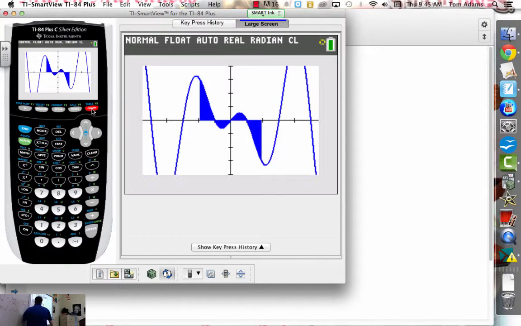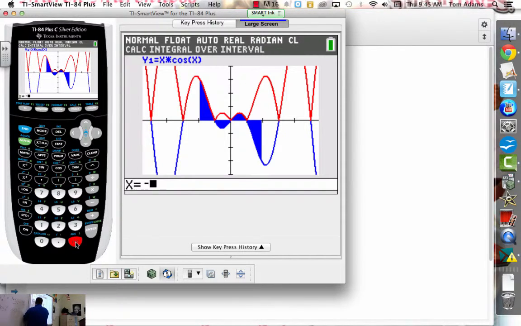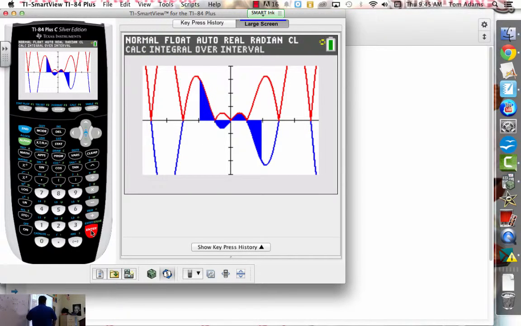And I graph that. What it does is it takes all the negative values and makes them positive. So it takes all the stuff below, or all the negative stuff, and makes it positive. So now, when I go to trace it, if I hit 7, and I do from negative 3 to 3, I'll get all of the same area. Whoops, I did the wrong function. Oh well.